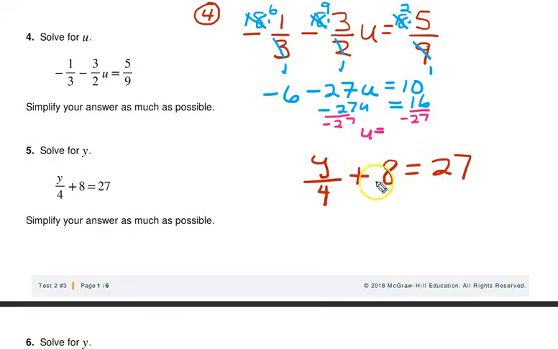All right, if you have time to copy this down, again it has fractions. Get rid of the fractions by multiplying each term by the lowest common denominator, which is a 4 here. And this is number 5.